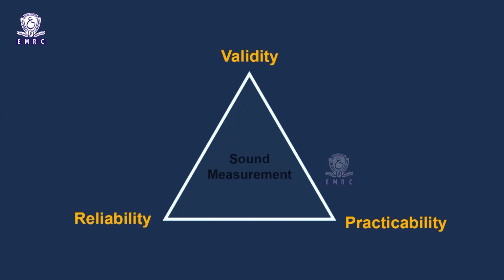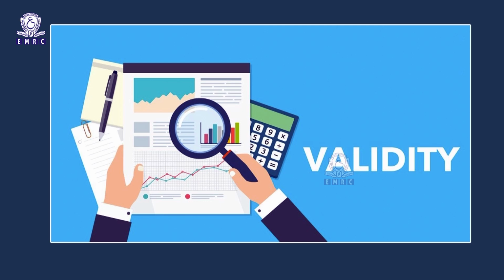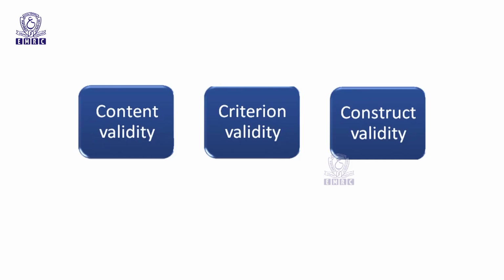Sound measurement must meet the test of validity, reliability and practicability. These are the three essential conditions in evaluating a measuring tool. The first one is validity. Validity refers to the extent to which a test measures what we actually wish to measure. In other words, validity is the extent to which differences found with a measuring instrument reflect true differences among those being tested. There are three different criteria for measuring validity. The first one is content validity, second one criteria related validity and third one is construct validity.